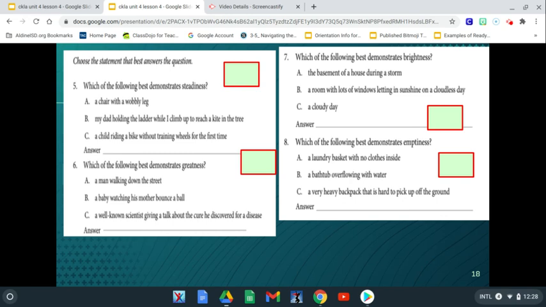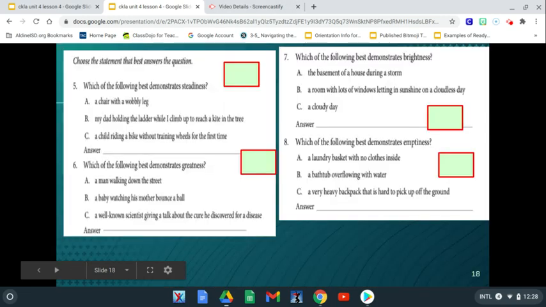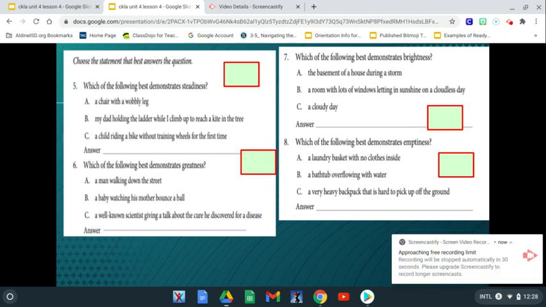4.5. So it says for number 5, which of the following demonstrates steadiness? And we could say, Miss Rogers, what does steadiness mean again? Good you ask. So let's look. Steadiness is the state or condition of not shaking or moving, the state or condition of not increasing or decreasing. So let's look at our answer choices. A chair with a wobbling leg. Does that demonstrate it? No. My dad holding the ladder while I climb up to reach a kite in the tree. Does that demonstrate it? No, because it's shaking. Riding a bike without training wheels.